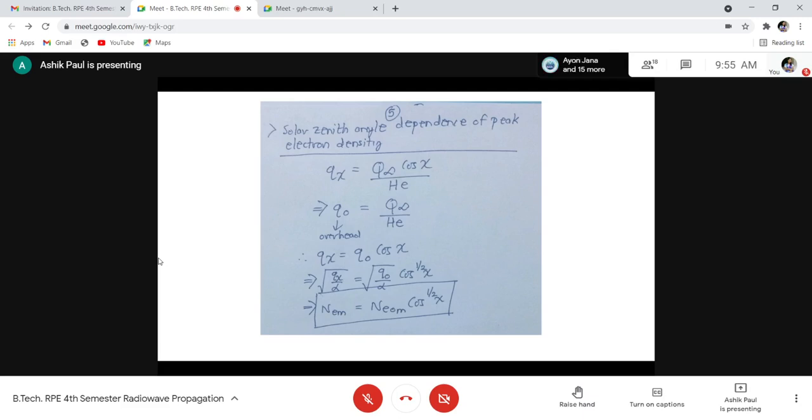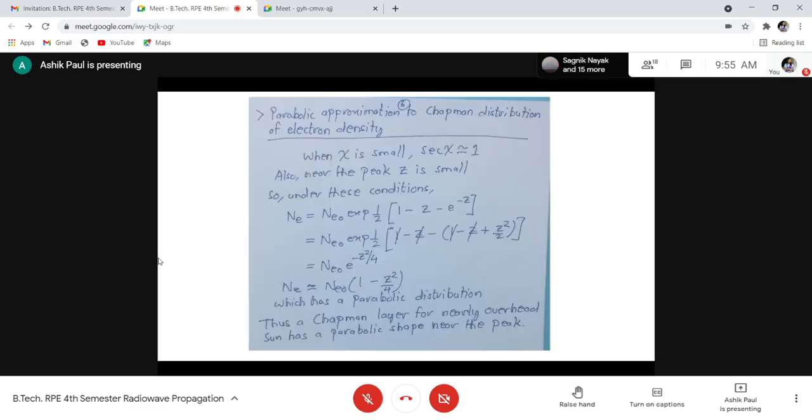Okay, now moving ahead, if we consider now the movement of these electrons, there is one more derivation that we can also do from Chapman theory.